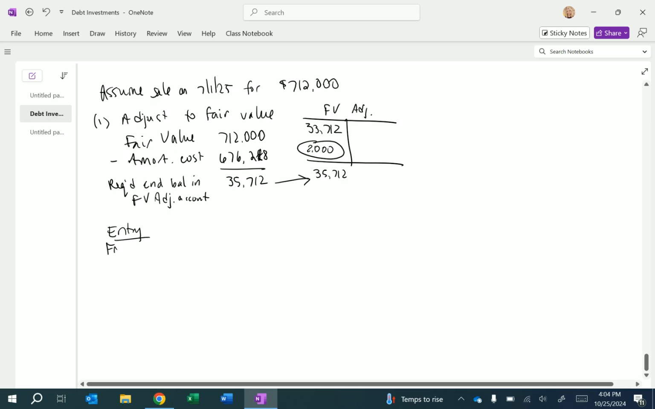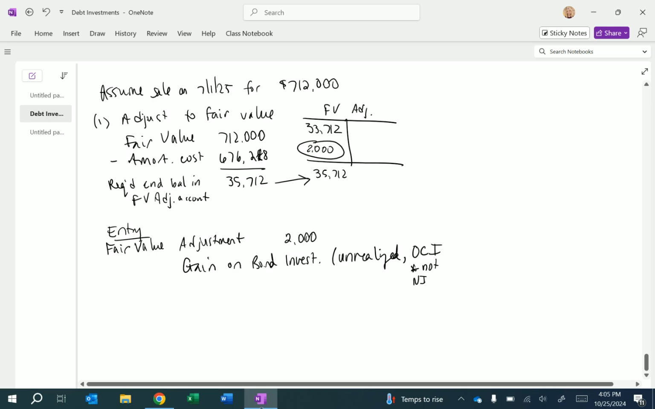So our journal entry, debit to increase fair value adjustment. This is going to increase the assets on the balance sheet, and the credit is going to be to the account gain on bond investment. We're going to write in parentheses that this is unrealized. I know we're about to sell it, but think of this as being the second before we actually sell. And we're going to report this in other comprehensive income. Note that it's available for sale, so not net income. Really important distinction, for 2,000.